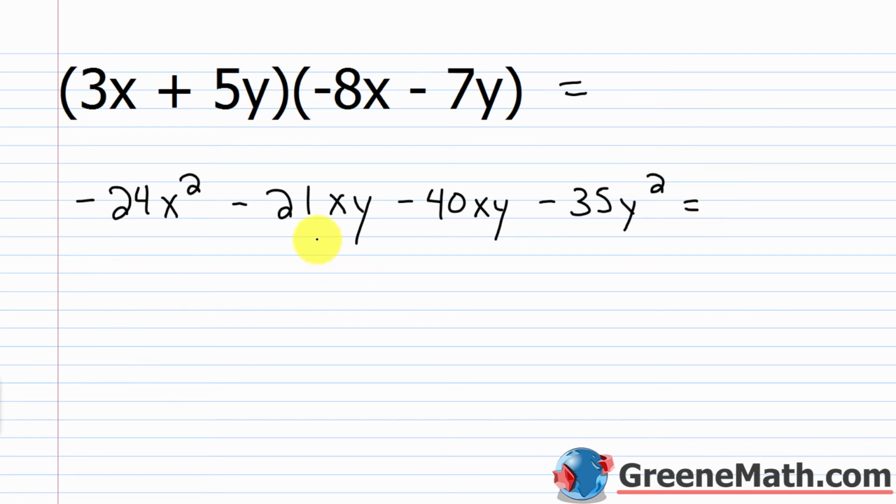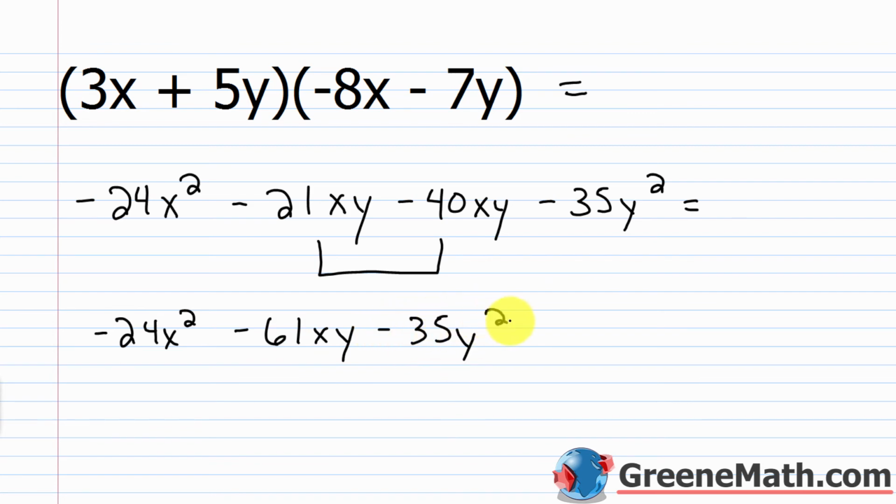All right, so now we want to combine the like terms in the middle here. So I'd have -24x squared, and then -21xy minus 40xy would be -61xy. And then we have minus 35y squared. So again, the answer here would be negative 24x squared minus 61xy minus 35y squared.